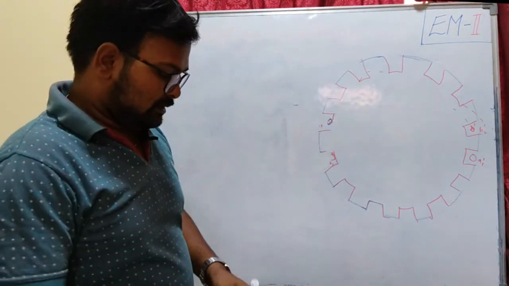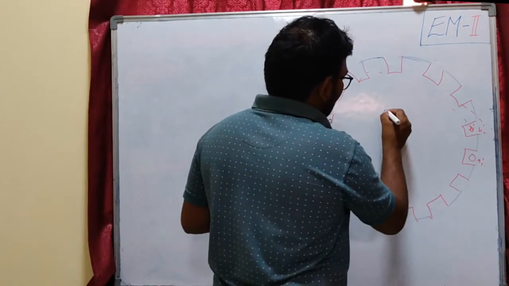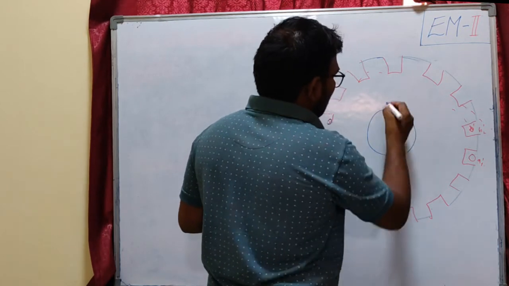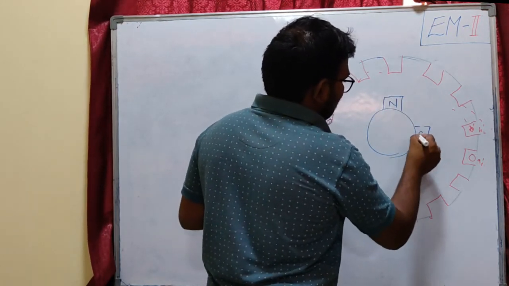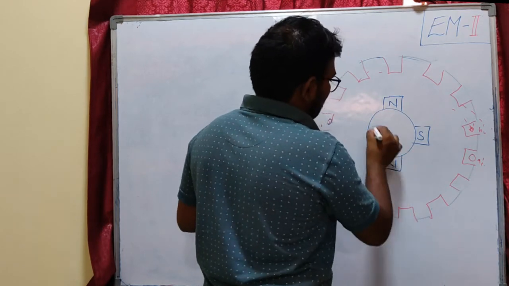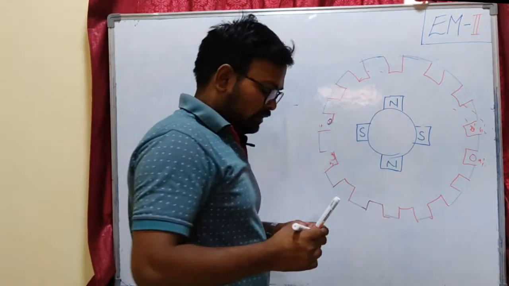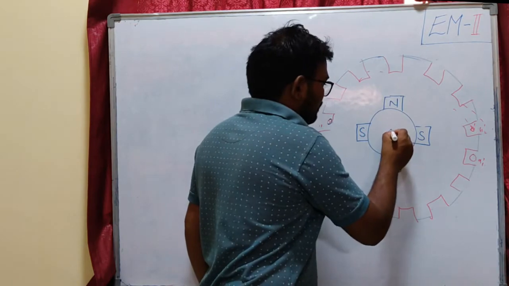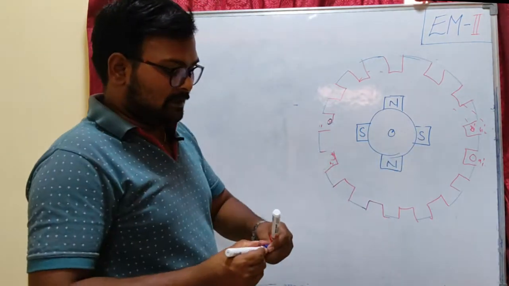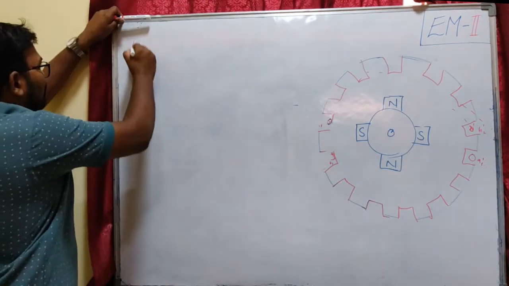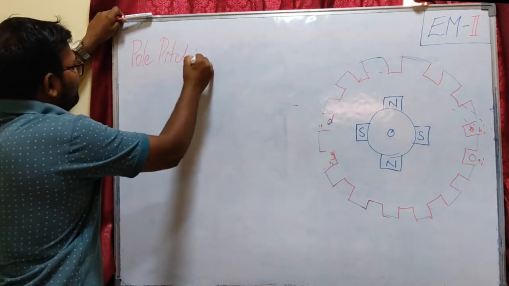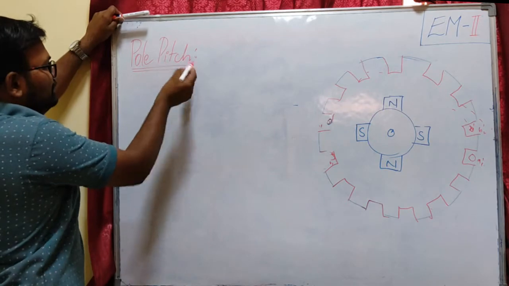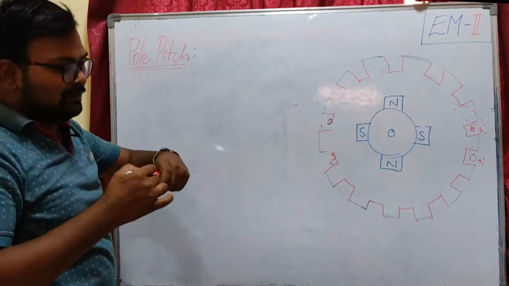So let me take 4 poles. This is north, south, north, south. Okay, this is a 4-pole machine, I can say. So what is pole pitch? The name itself indicates it. Pitch means the distance, and pole pitch means the distance between two poles.